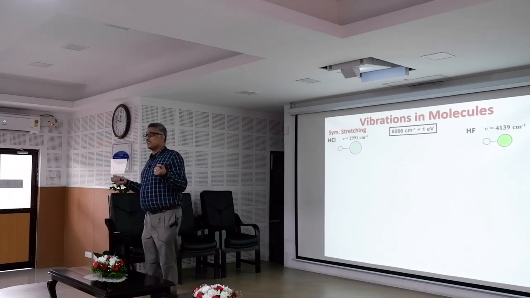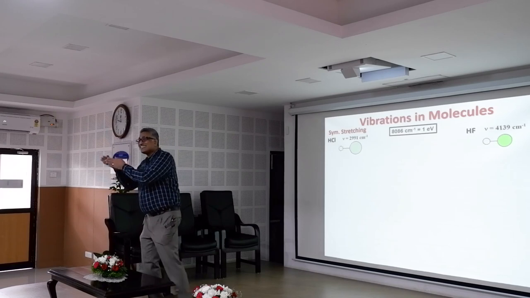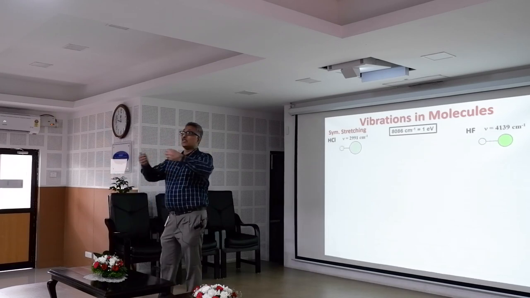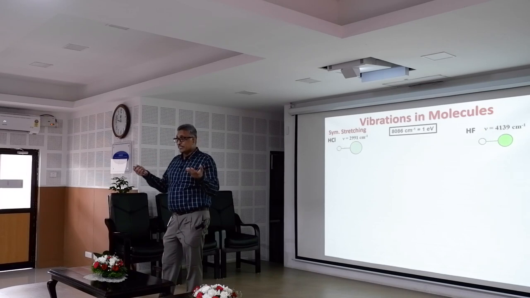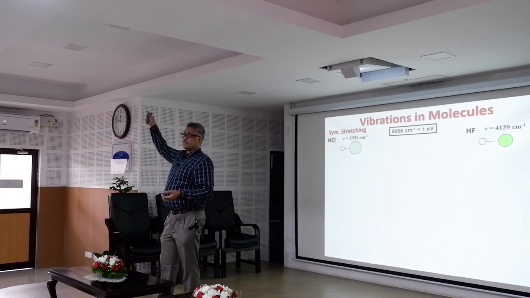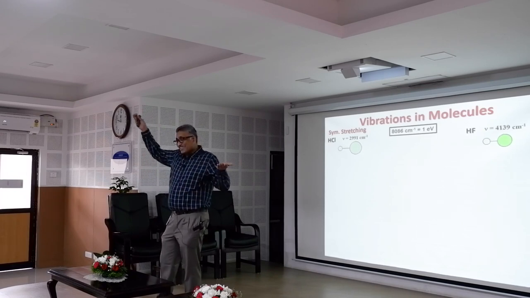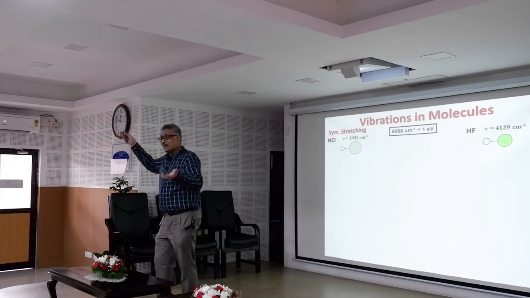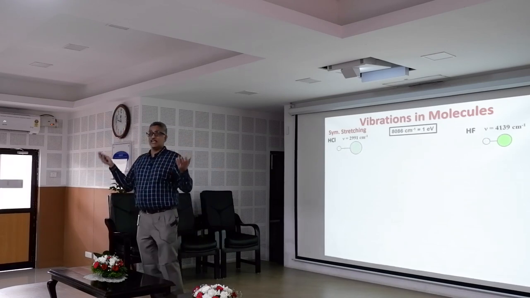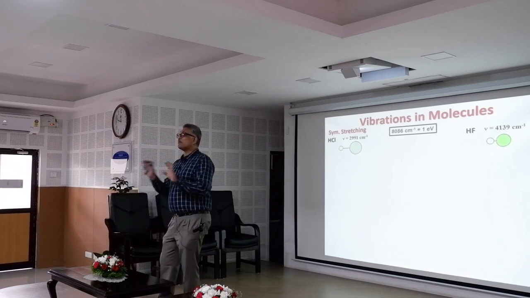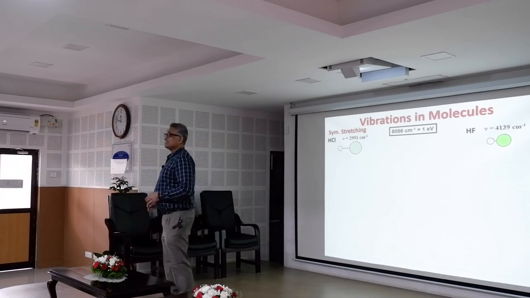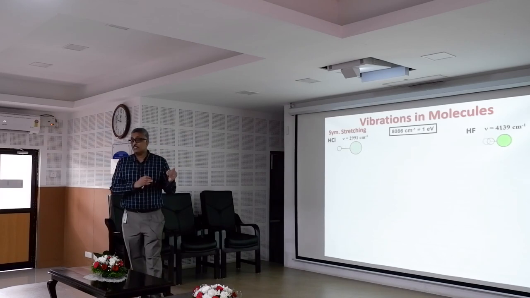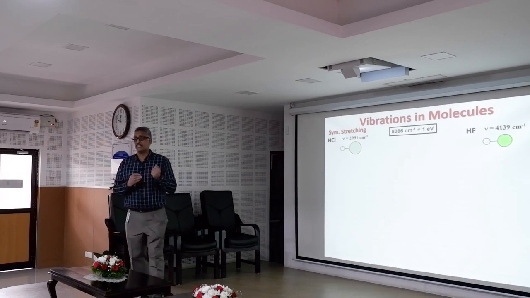Why do we use centimeter inverse? Because it is very easy to actually go linearly. If you look at frequency, there will be 10 to the power of something, right? So it will be non-linear, right? And lambda also will be in 10 to the power of minus 10 or something like that. So they are non-linear. But 1 by lambda becomes linear. And that's the reason why spectroscopists, especially Raman and IR, use centimeter inverse.